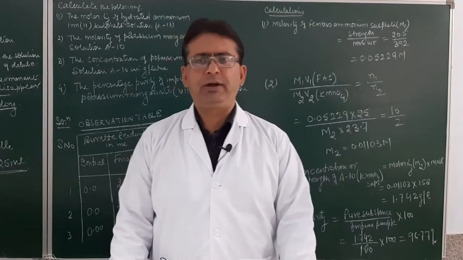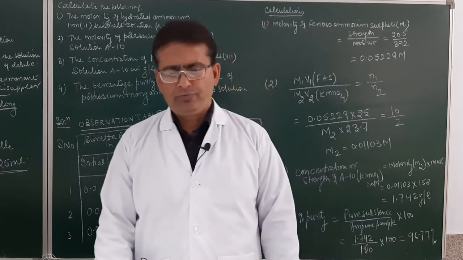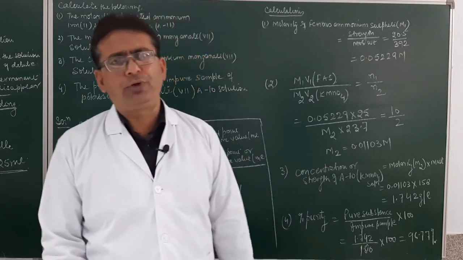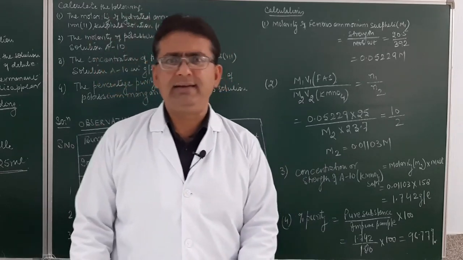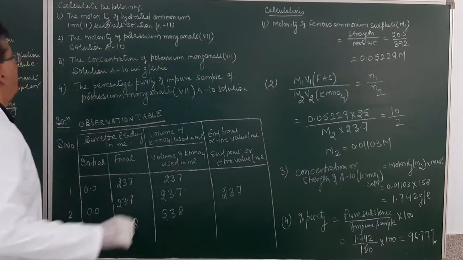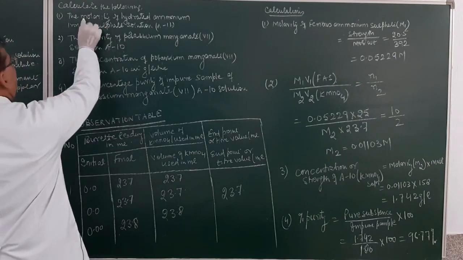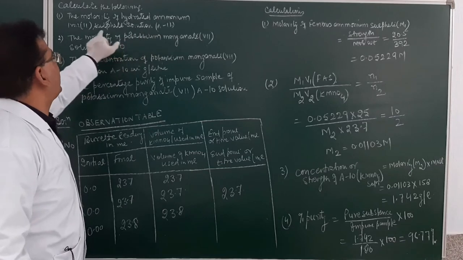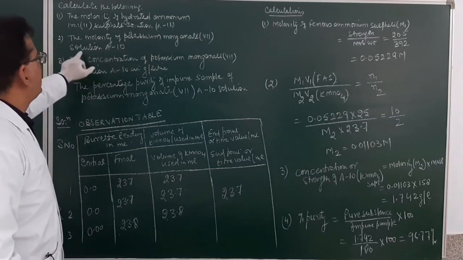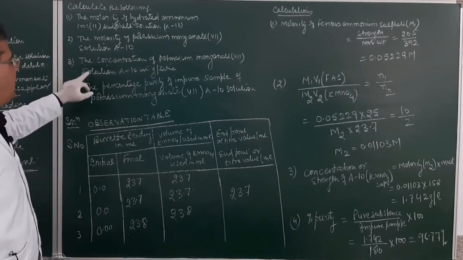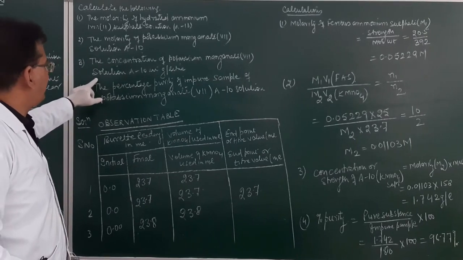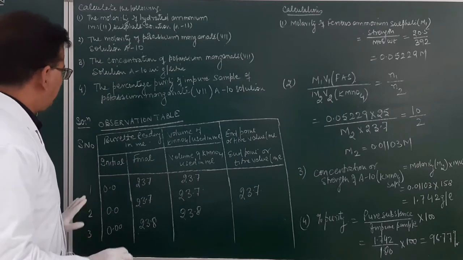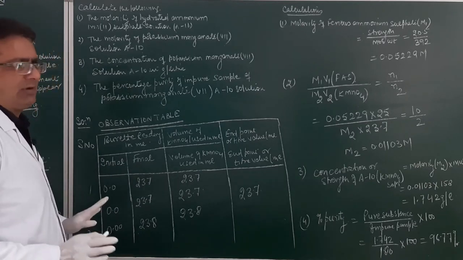Now students, after obtaining the titer value, what is our titer value? 23.7. We'll do the calculations for the various questions asked in this experiment. Now, what is being asked to calculate? We have to calculate the molarity of hydrated ammonium iron(II) sulfate solution, the molarity of KMnO4 solution, the concentration of KMnO4 solution, and the percentage purity of our KMnO4 solution. Everything has to be done in a very systematic manner.